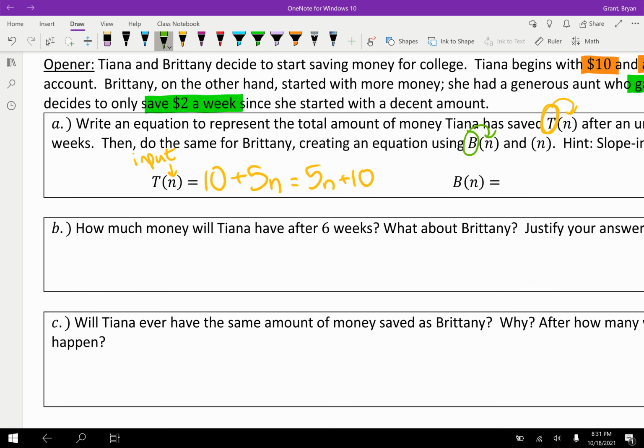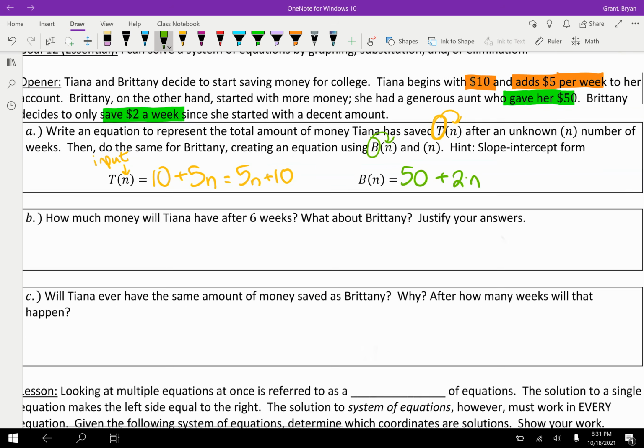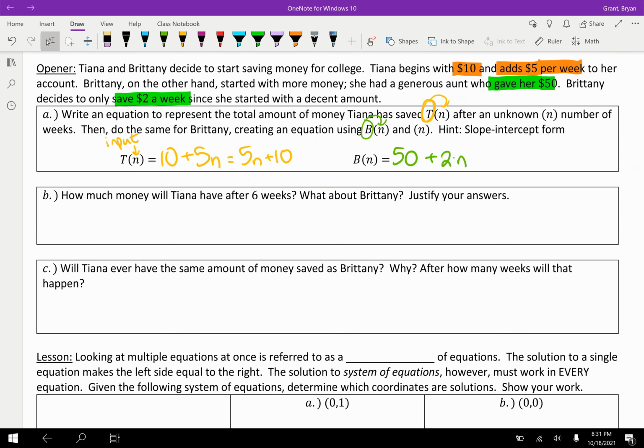All right, let's see if we can do an equation for Brittany's money. Brittany's money, generous aunt who gave her $50, so she starts with 50, and then she's only adding on $2 per week. All right, Part B. How much money will Tiana have after 6 weeks?